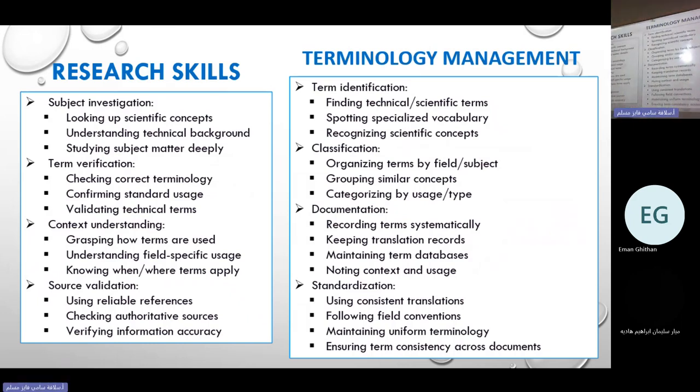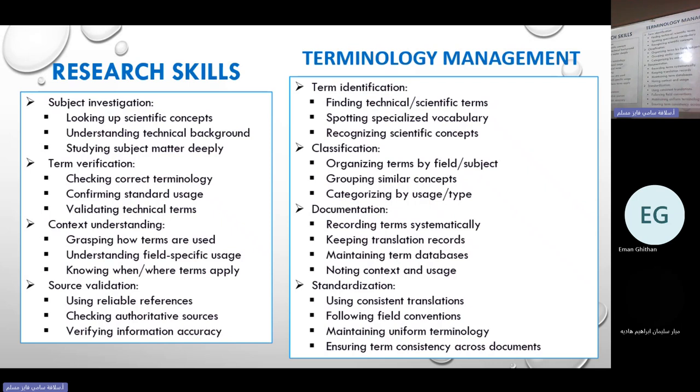Research skills هدول are extra information محكيين عندكم بالكتاب ولكن نتاتيف ولكن للتوضيح أكثر. Any translator needs research skills, okay? Subject investigation, looking up scientific concept, understanding technical background, studying subject matter deeply, okay? Term verification, checking correct terminology, confirming standard usage, validating technical terms. Context understanding. ليش هاي بس إنه term verification? Because we don't have standardized terminologies. That's why when you translate a terminology, you need to know if it's correctly translated before you put it down.